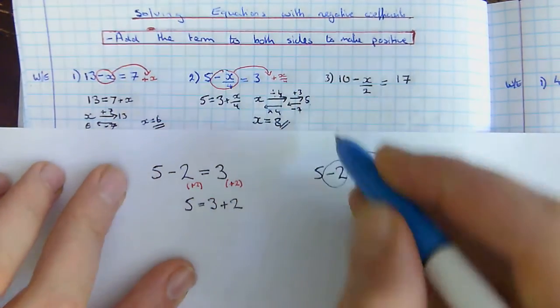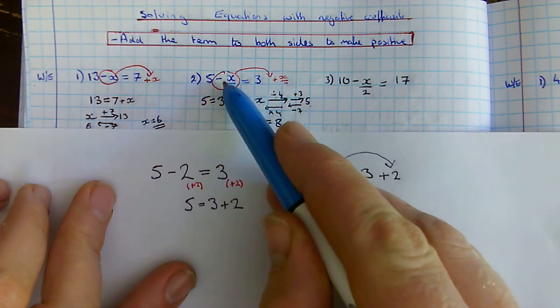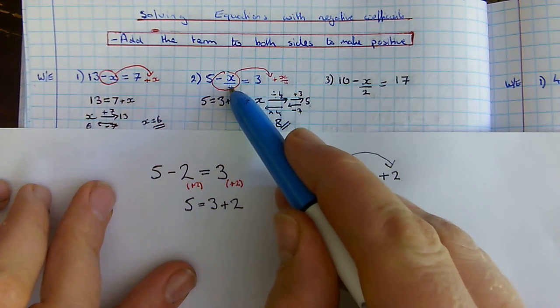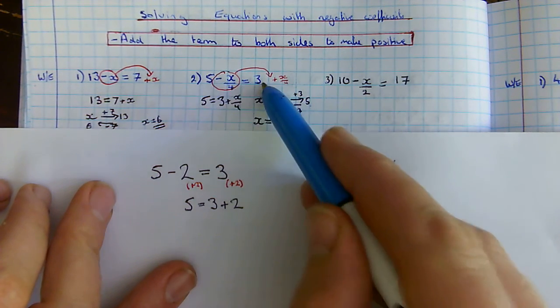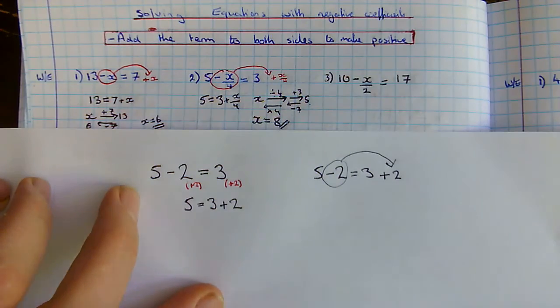And we can always check these. We can always come back and say, look at the original. If I replace that x with an 8, 8 over 4 would be 2. 5 take away 2 would have given me 3. So it would have given me the right answer. So do the last one together.